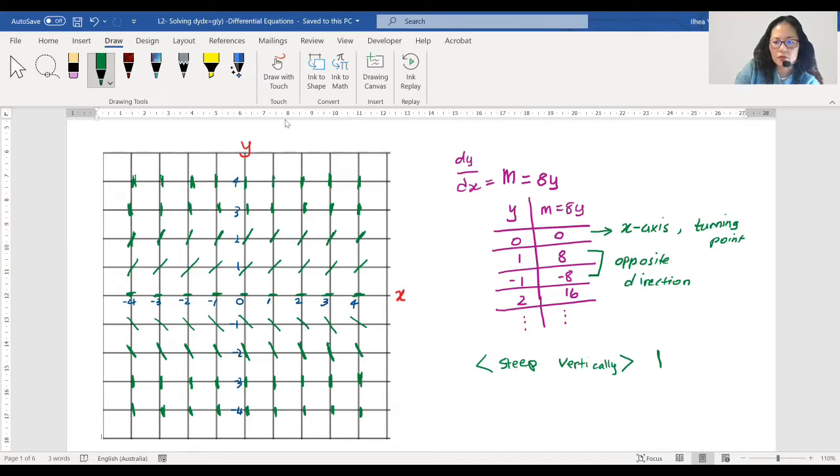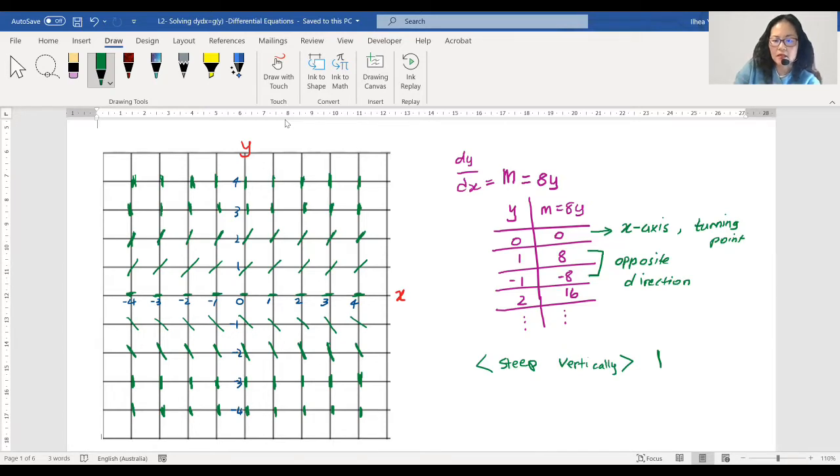The reason we are looking at this is a couple of things. The direction, like a positive direction, negative direction. And another thing is the pattern here. As you can see, when y is 1, its gradient is 8, but when the y value is 2, the gradient is 16. So there's a big jump there. It's growing, right? It's getting steeper.